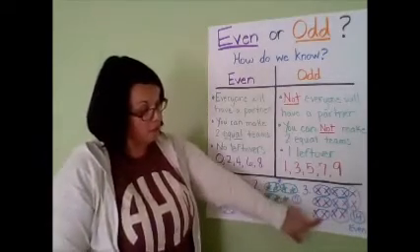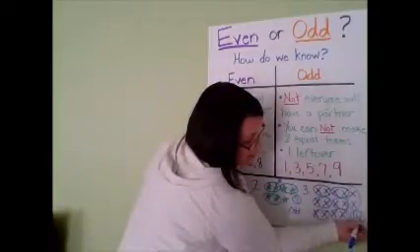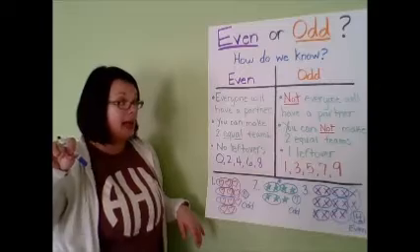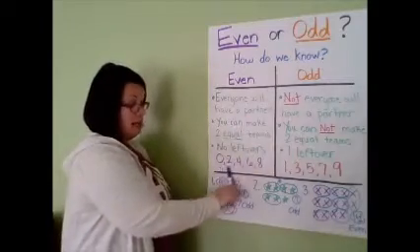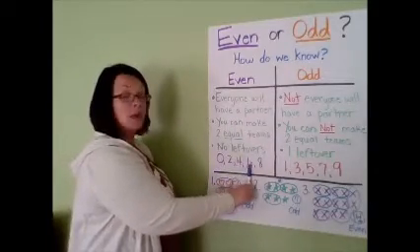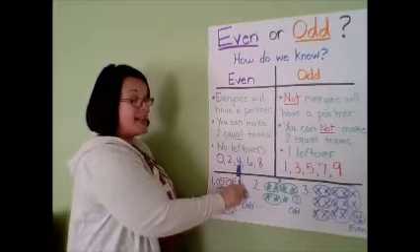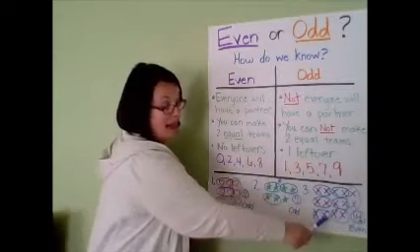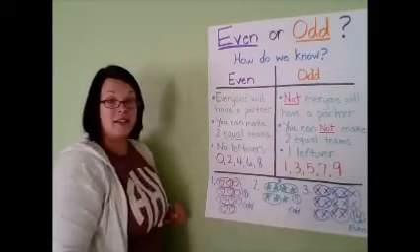Let's skip over here to number 14. Number 14 has a 4 in the ones place, or that last space. And number 4, I know, is an even number, 0, 2, 4, 6, 8. So because there's a 4 in the ones place and 4 is even, that makes the number 14 even.